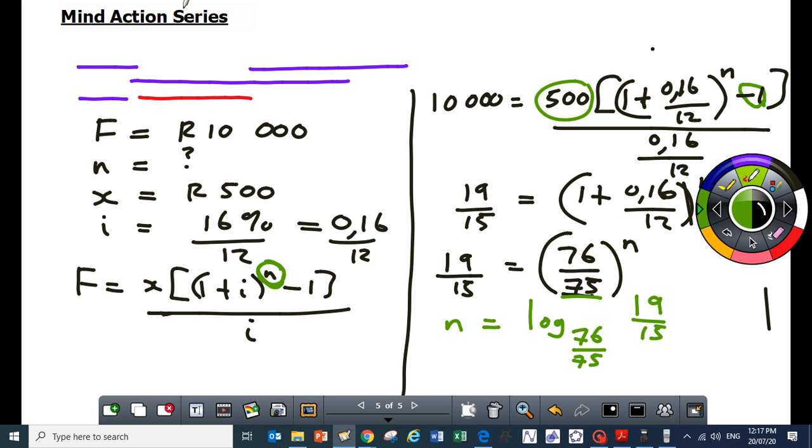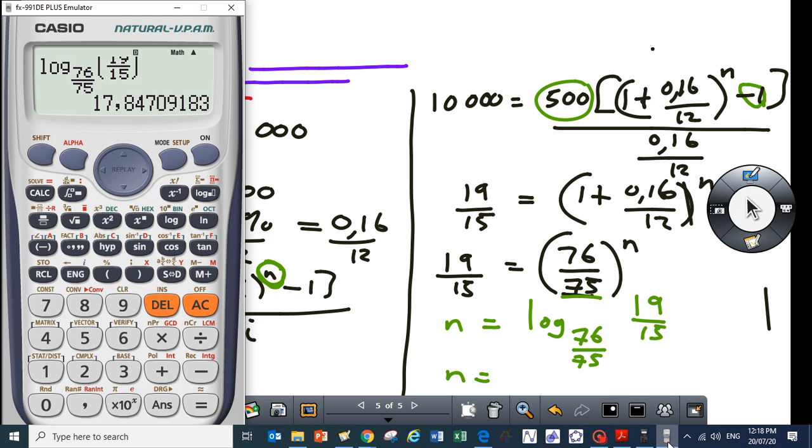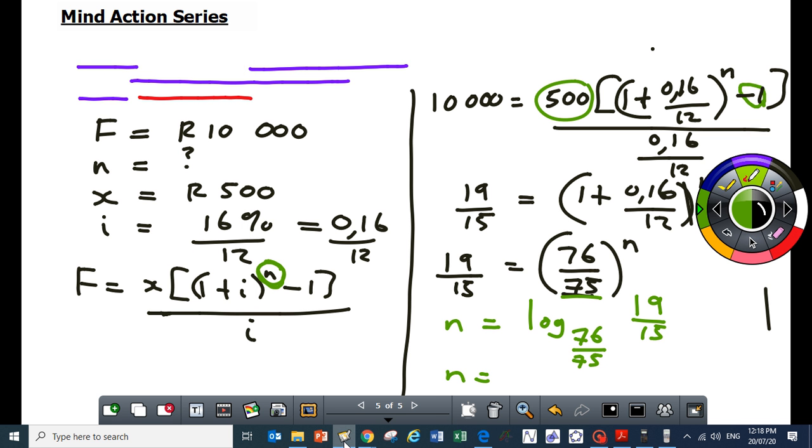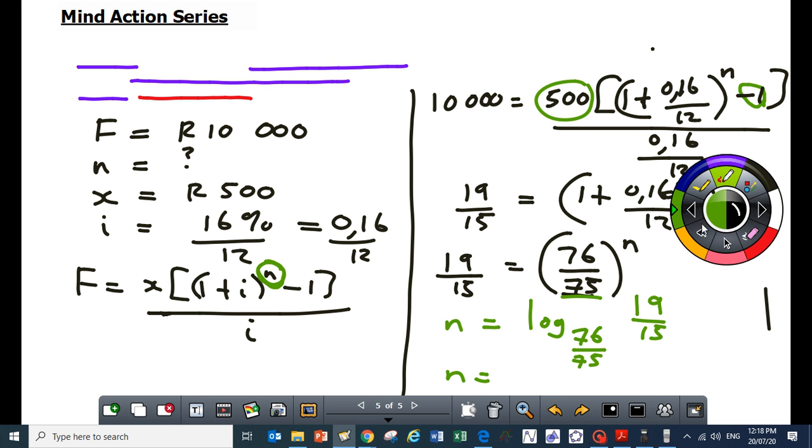Now this is very important. So we're getting n equal to 17.85. Okay, our n is equal to 17.85. Okay, I'm going to explain what that fraction means. Let me use a different calculator. Like this one. So n is going to be 17.85.